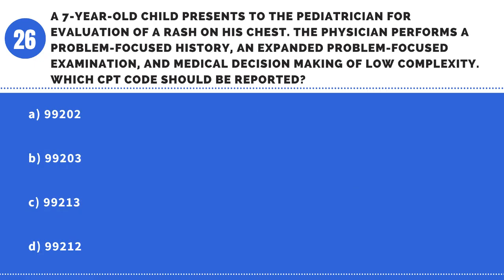Question 26. A 7-year-old child presents to the pediatrician for evaluation of a rash on his chest. The physician performs a problem-focused history, an expanded problem-focused examination, and medical decision-making of low complexity. Which CPT code should be reported? A. 99202. B. 99203. C. 99213. D. 99212. Answer C.